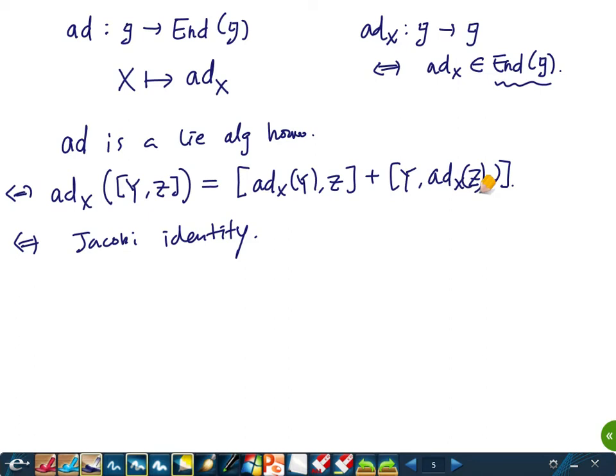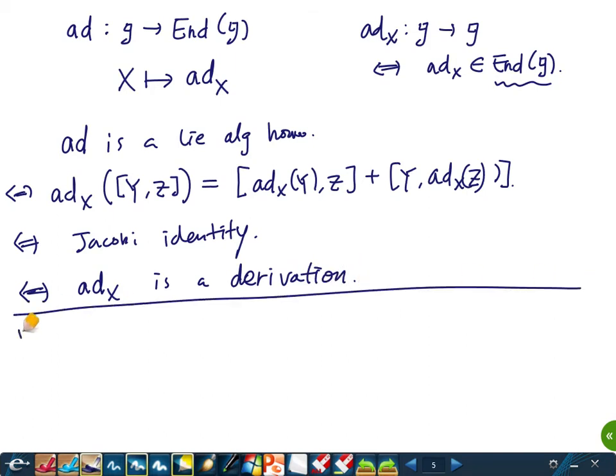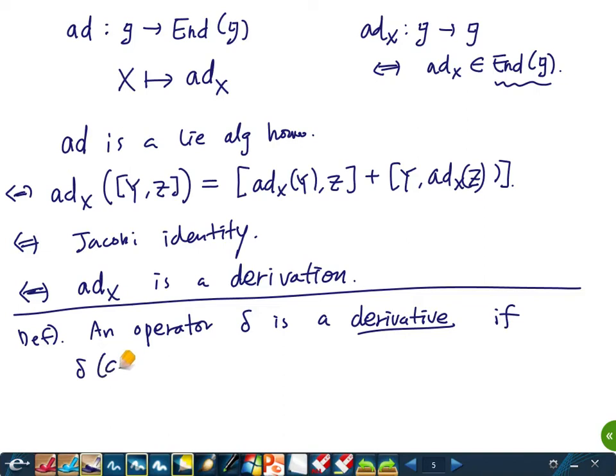Y, Z. And in fact, this is equivalent to this, and this is equivalent to saying that ad X is a derivation. So let me define this. A definition: an operator, say delta, is a derivation if delta of A times B equals delta A times B plus A times delta B. This is defined on an algebra with some multiplication. A common example of this is the d/dx operator. When you have a function or a polynomial in x, this operator satisfies this. This is usually called the Leibniz rule.